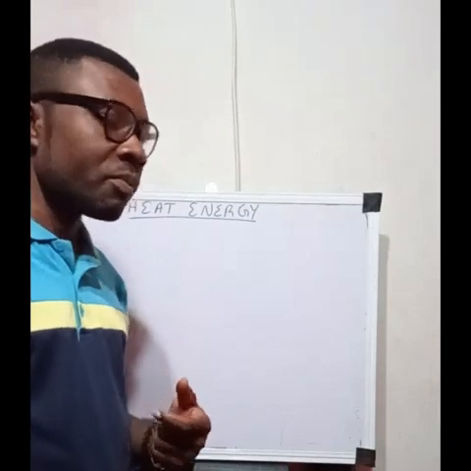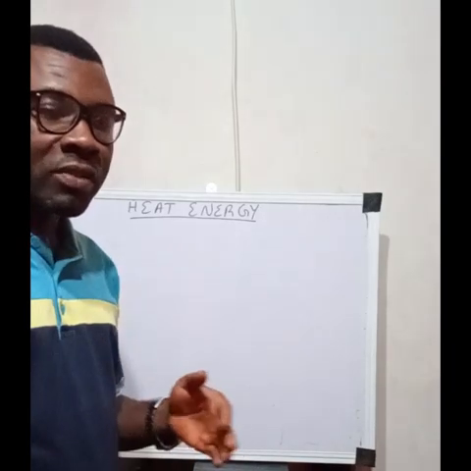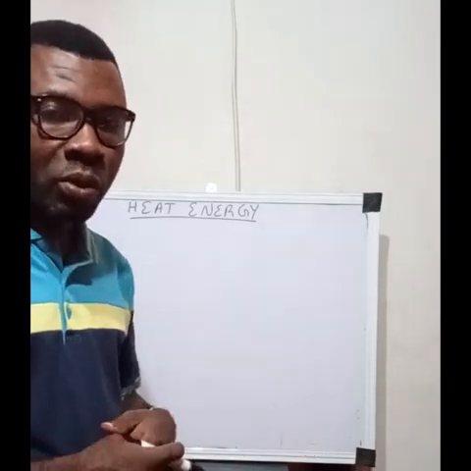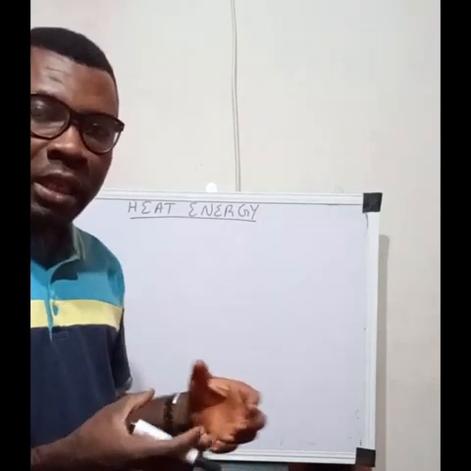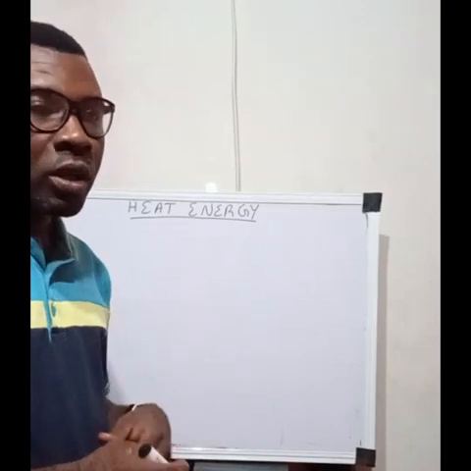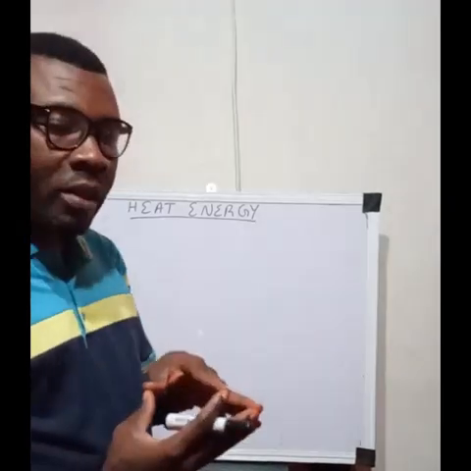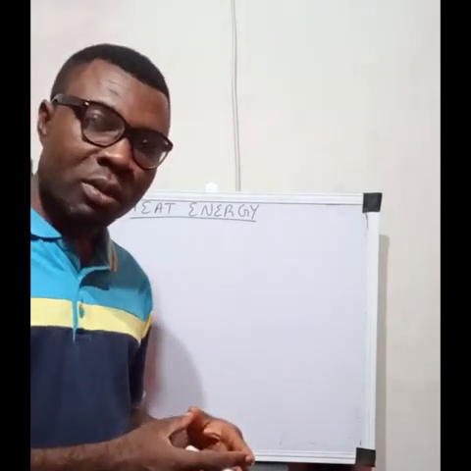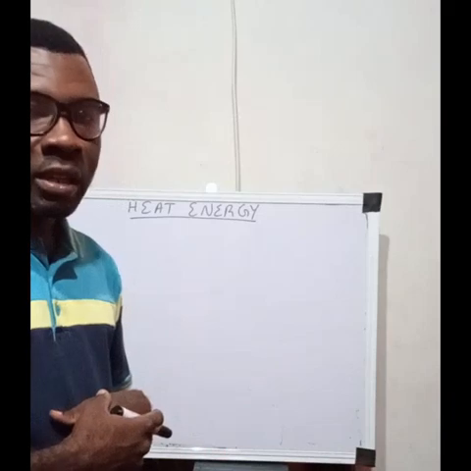Heat energy, we know, is a form of energy that is being transferred between bodies of different temperature. Because of the difference in temperature between two bodies, there is always heat transfer when there is contact between these two bodies. So heat energy is a form of energy that is being transferred from a hotter body to a less hot body. So it is a form of energy transferred between bodies of different temperatures.